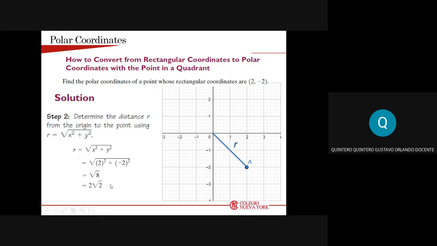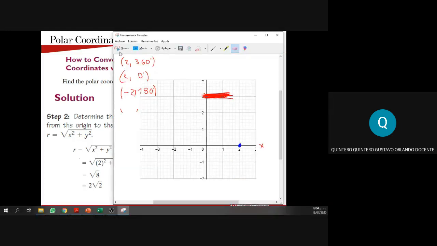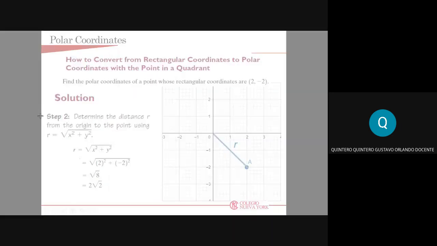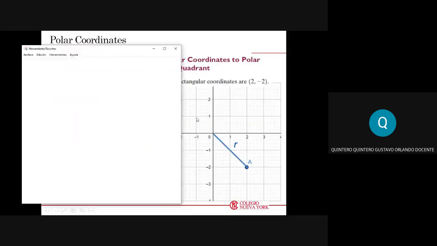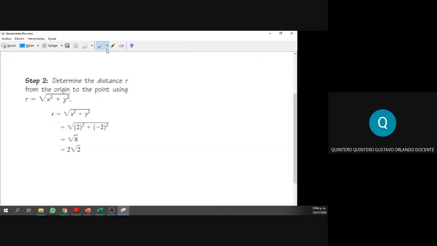But let's say you don't like the square root of 8 or you don't like the simplification. All right, you can just write down the round number. Now, if my calculations are correct, 2 square root of 2 is around 2.8, maybe?